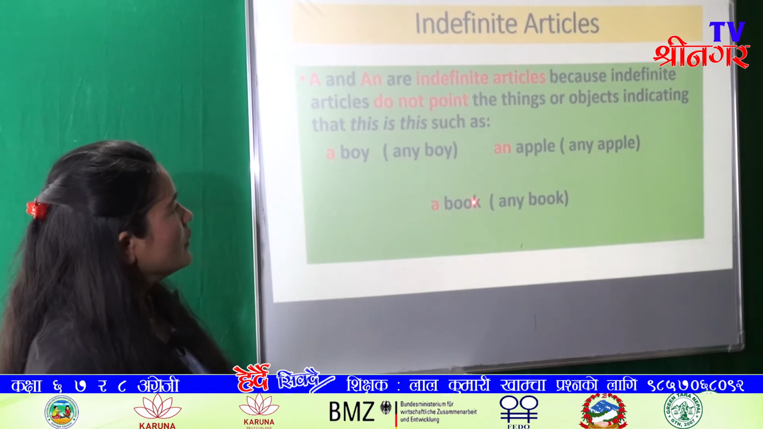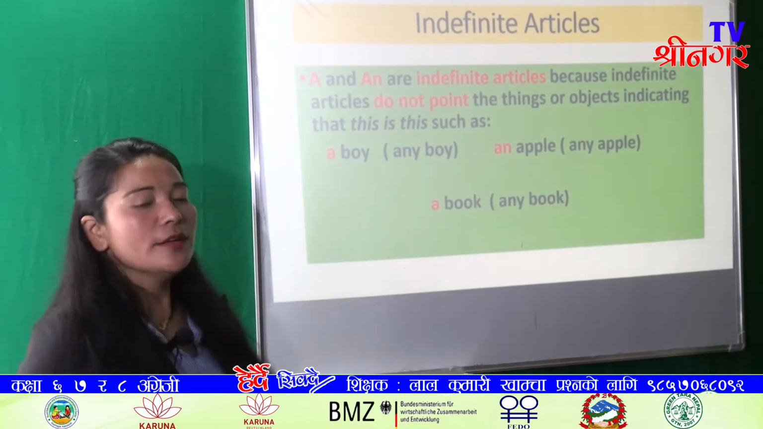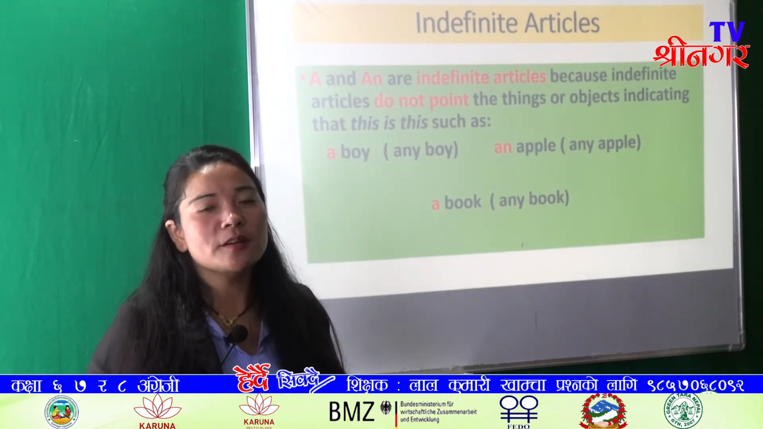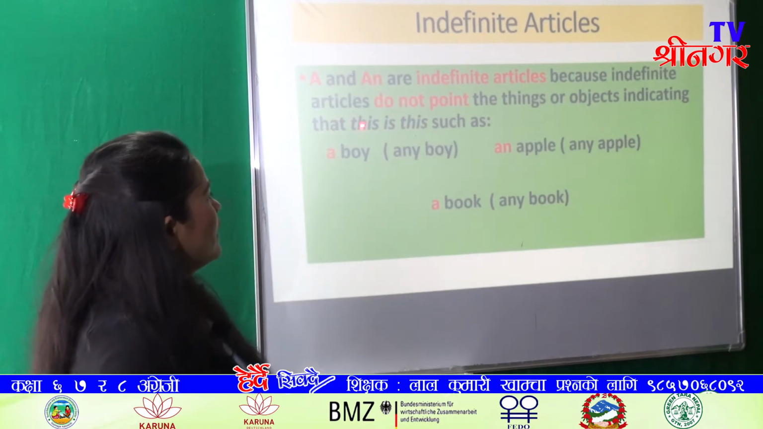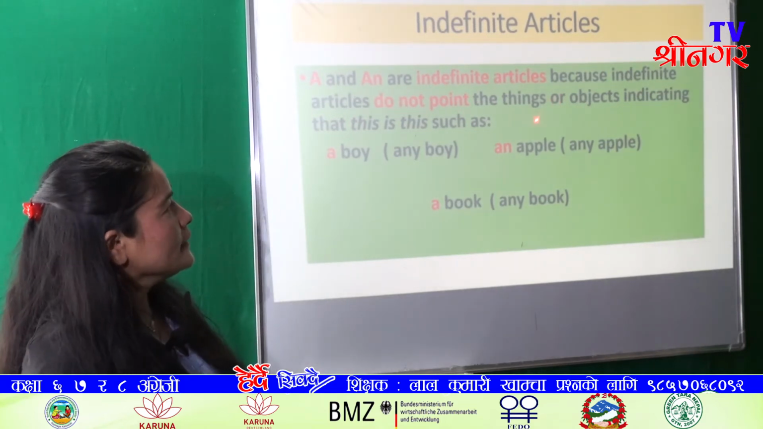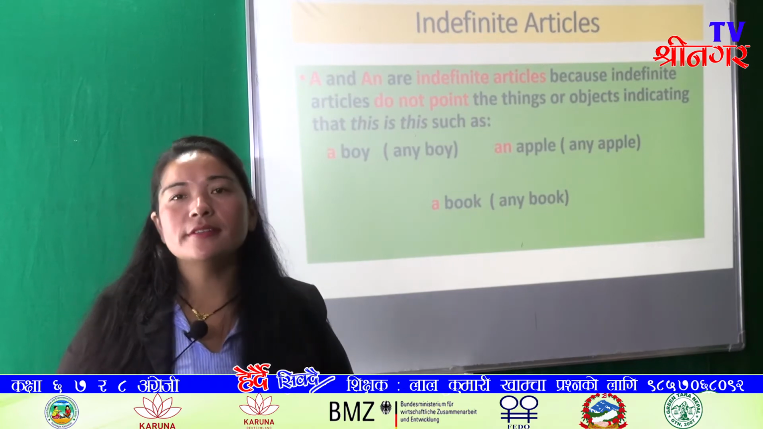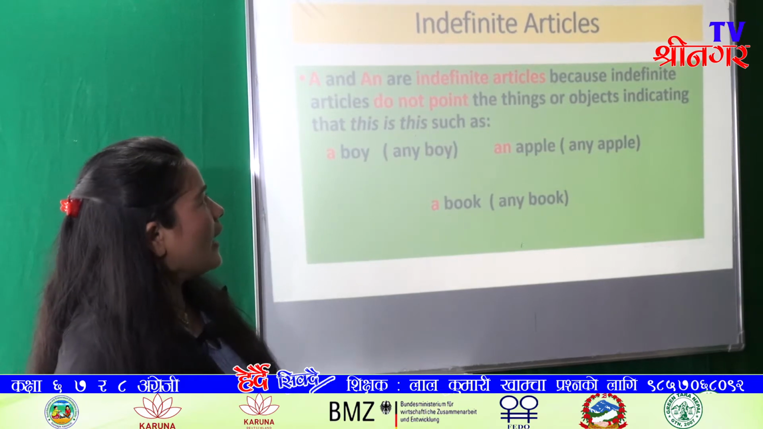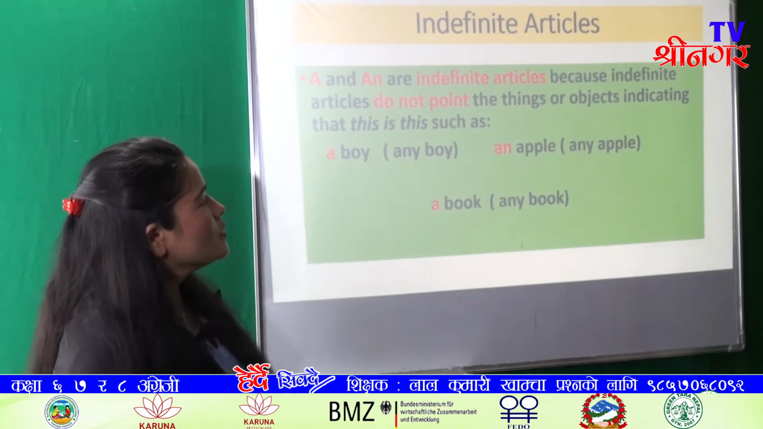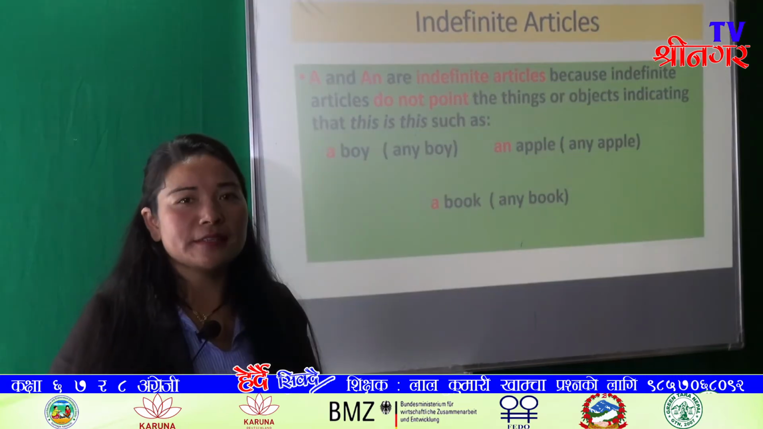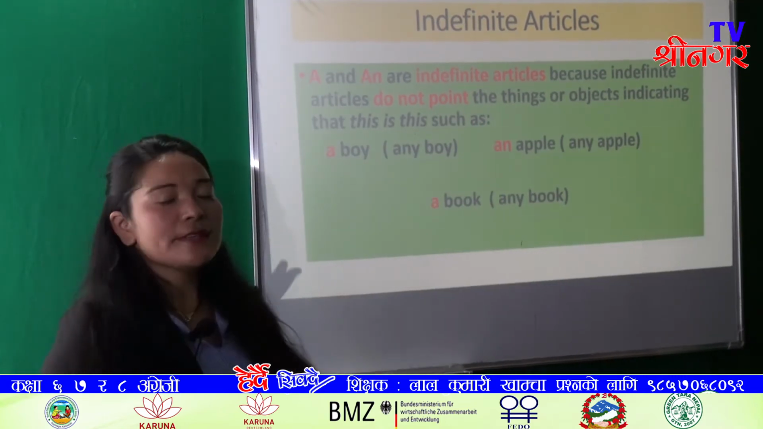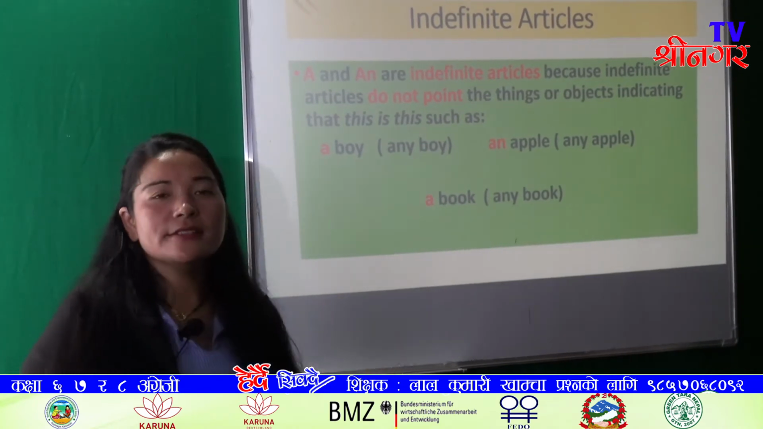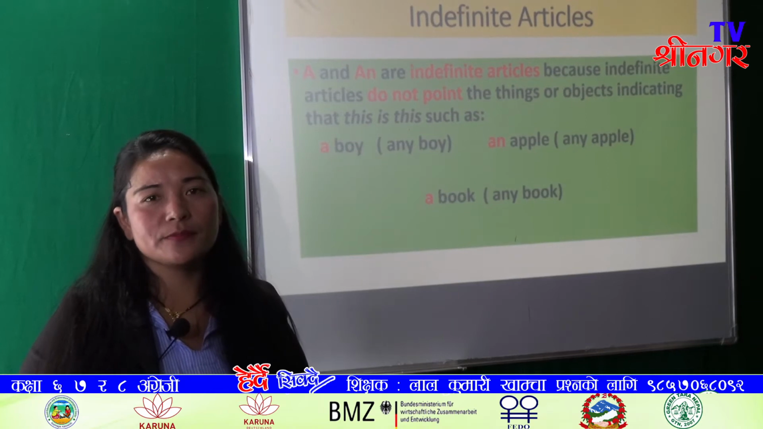And a book, and you have lots of books among them. A book means any one book. It is not a particular book. So all these a and an don't point to specific things. So these are indefinite articles.